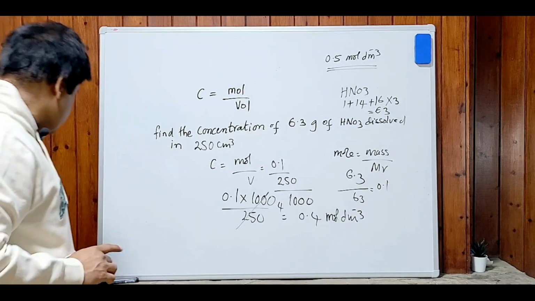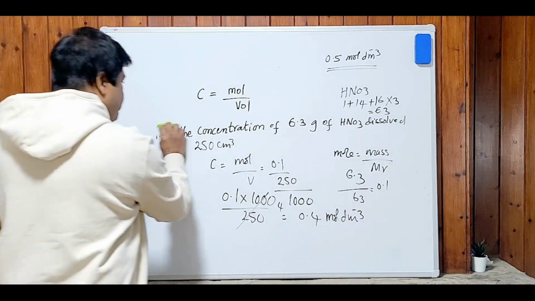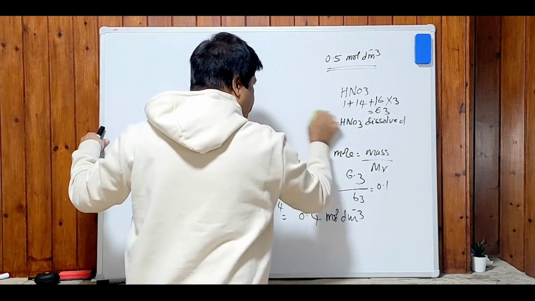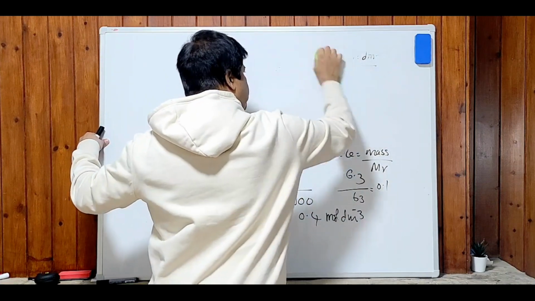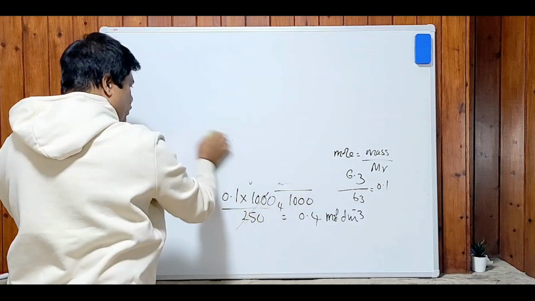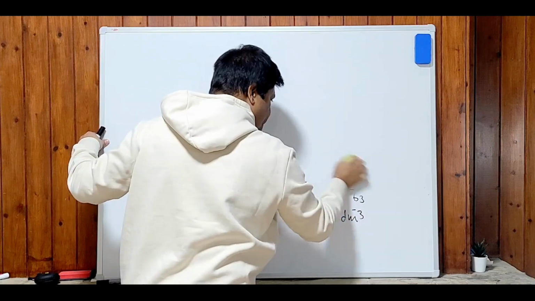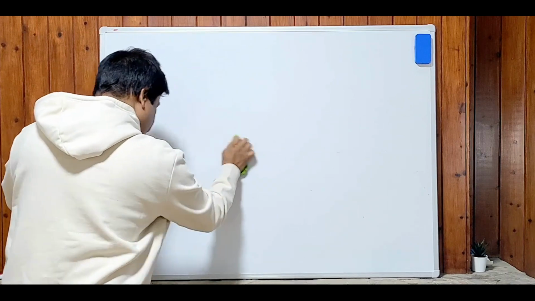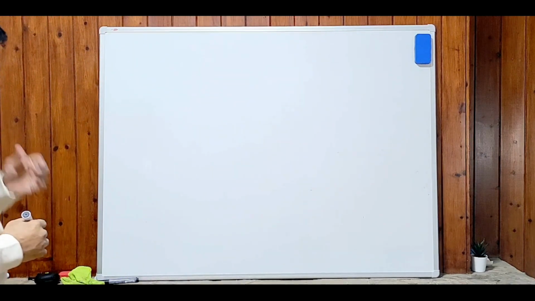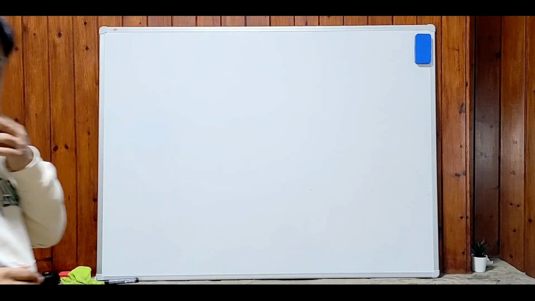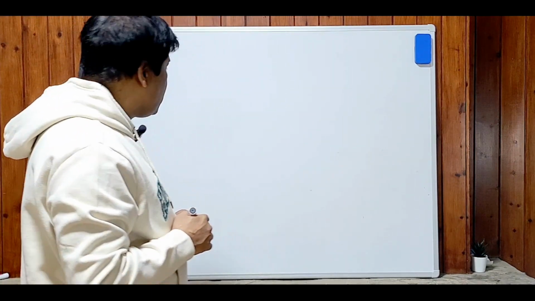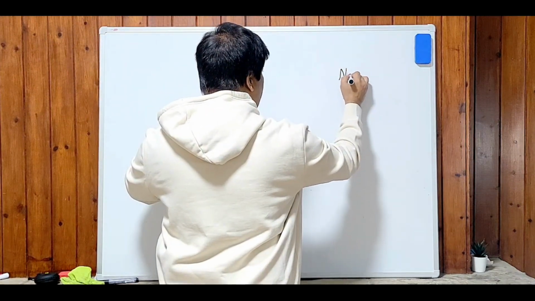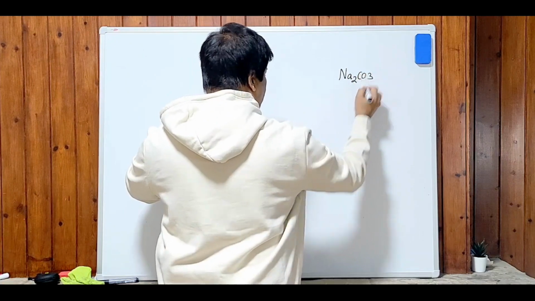I want to give you one more question. Now, write down one more question. What's the chemical formula of sodium carbonate, guys? Anyone? Okay, don't worry about the formula. I will teach you how to write formulas. Na2CO3.